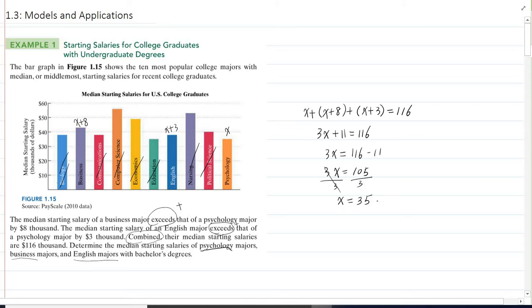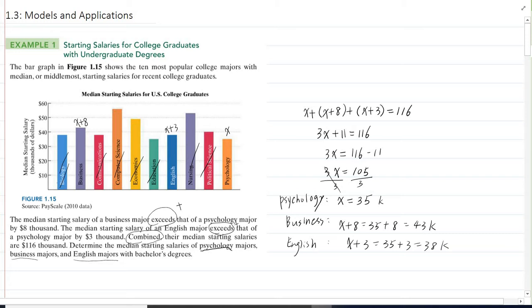So once we have x equals 35,000, okay, I'm going to write K. Remember, that's what we're looking for: the psychology major. And then we need to find the business major, x plus 8, which is 35 plus 8. That will be 43,000. And you can also find the English major, which is x plus 3. That would be 35 plus 3, giving you 38,000. Okay, that's how you solve example 1.